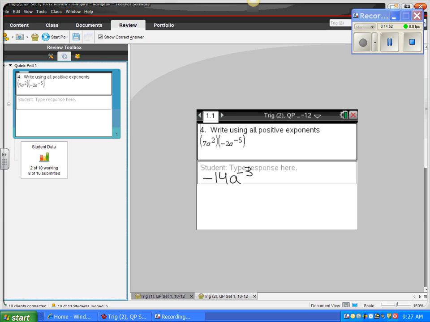Do we need to move the negative 14? Why? Right, it's not attached to that negative exponent. The exponent for the negative 14 is 1. So this becomes negative 14 over a cubed. Pretty good? All right, let's try one more.